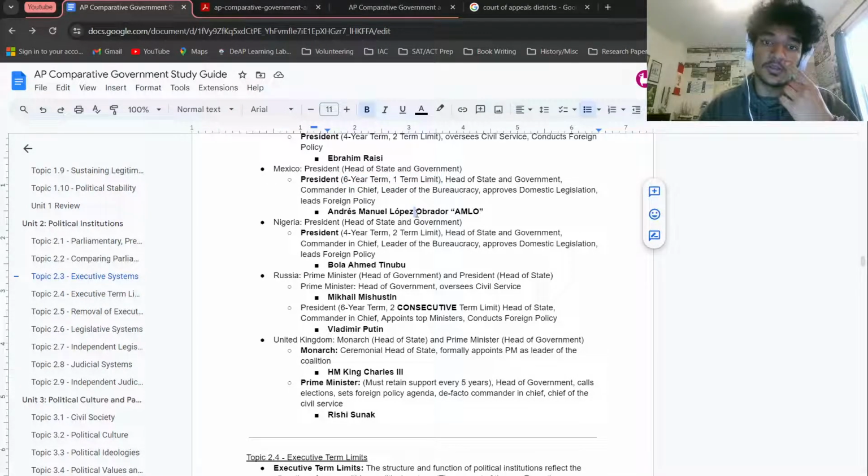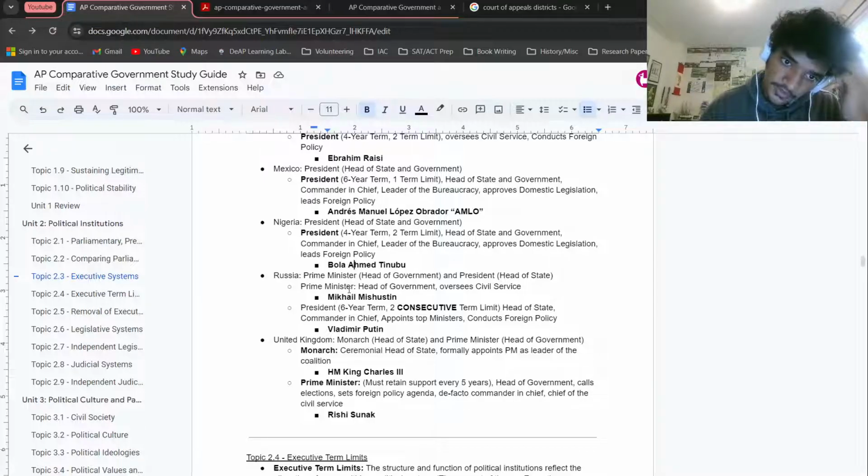And then, AMLO. Not ALMO, AMLO. This is Andrés Manuel López Obrador, right? He is the president of Mexico. He does all the normal powers that the United States has. Same with Nigeria. Basically the same powers. 4-year term limit, 2-year term limit. It's this guy. He's in the Islamic Party, not in the other party.